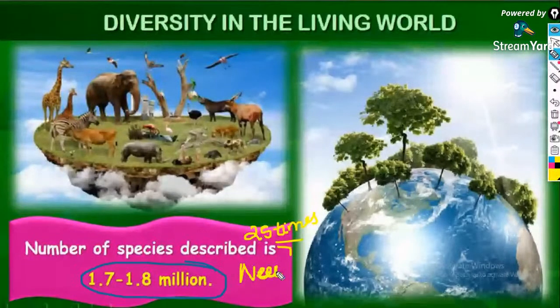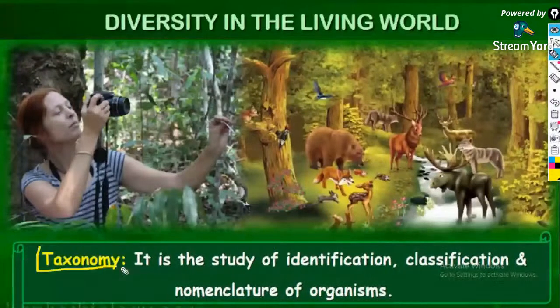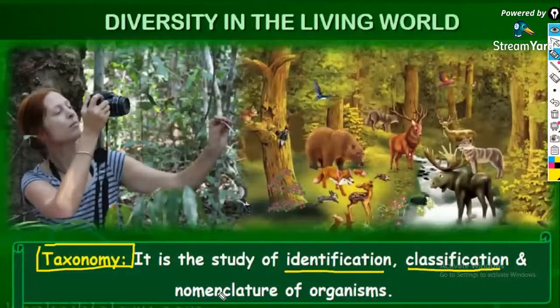So this is at least a 25 times repeated MCQ. Today's class will be discussing what we mean by taxonomy. Taxonomy means identification, classification, and nomenclature of organisms.